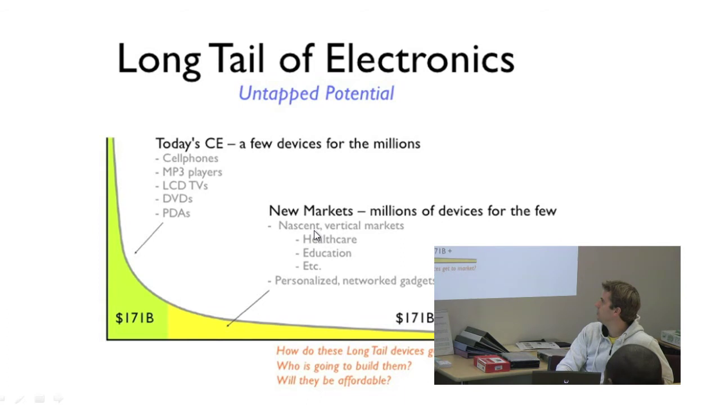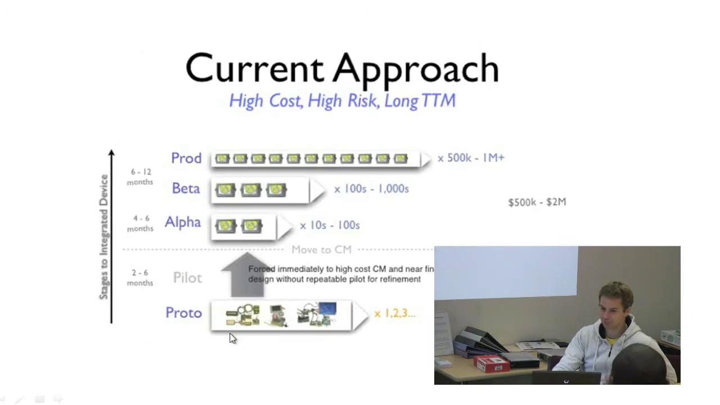So we're looking for new markets, things like healthcare, education, where you're not going to sell hundreds of millions of units, but you can do more personalized gadgets, you can do network gadgets, all that sort of stuff. However, nobody wants to go into this market, because for a single device there's not a huge amount of money. If you're selling 10,000 devices, you're not going to make a huge amount of money if it takes you 2 years to R&D it. So the question is, how can we break into this sort of market?